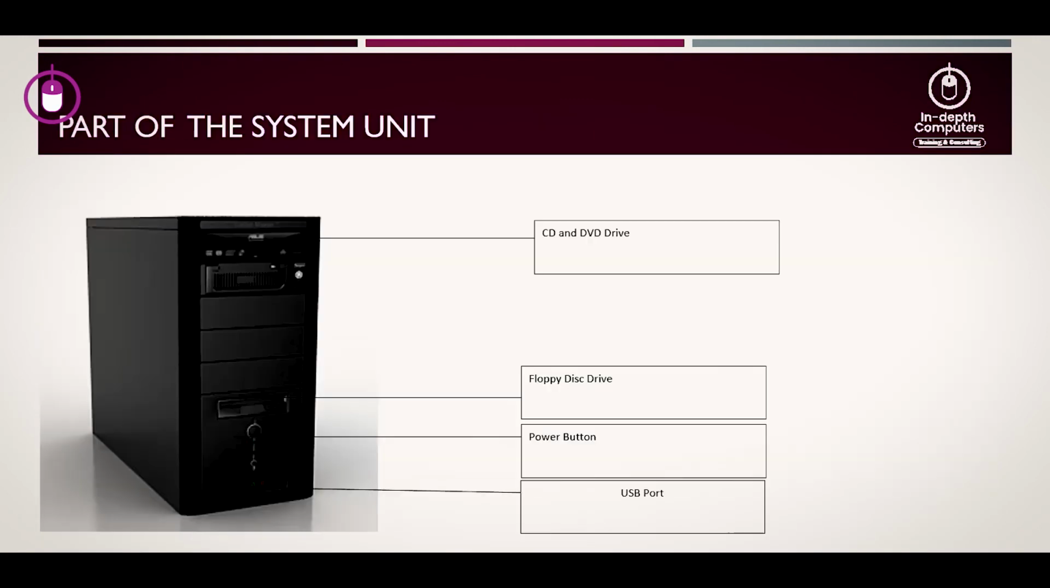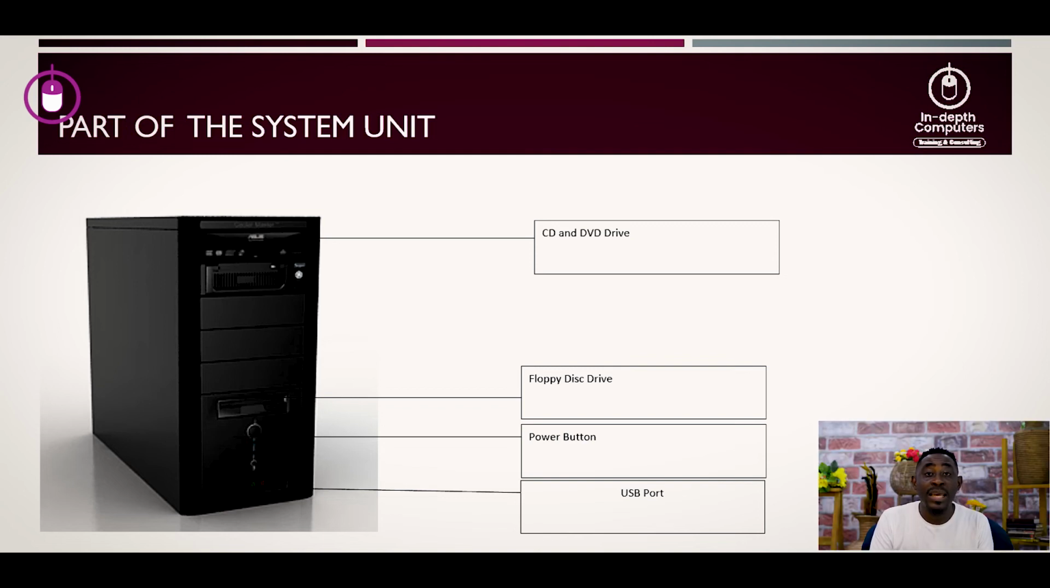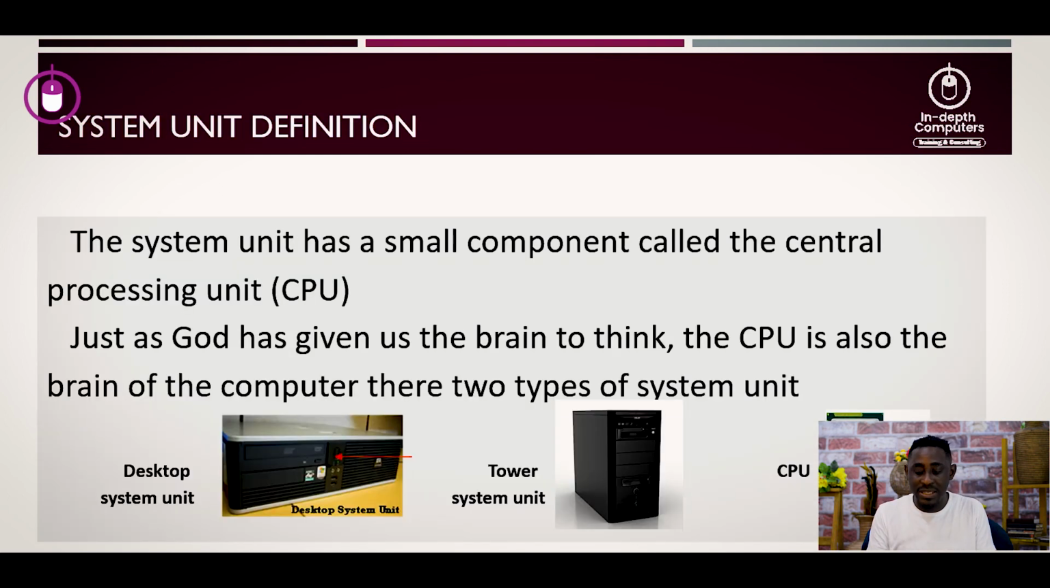Now, this is the picture of the system unit. You find the CPU inside this system unit. The CPU is the brain of the computer, but the system unit is like the mother of all, or the father of all the computer parts. So you connect the mouse to the system unit, you connect the joystick to the system unit, you connect the keyboard to the system unit, and every other computer part to the system unit.